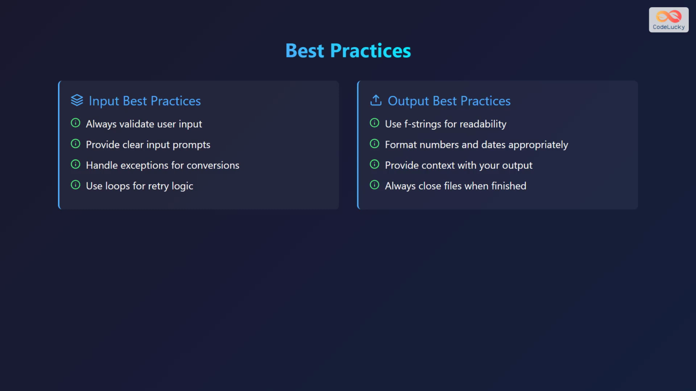For the output, you can use f-strings for more readable and maintainable code. Format numbers and dates appropriately for clarity. Provide context with your output so that the user can easily understand the results. Always close files after use to prevent resource leaks and potential data corruption.